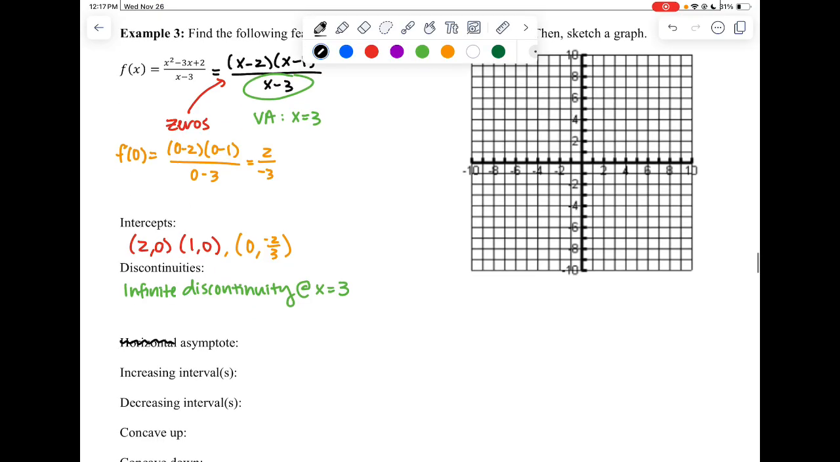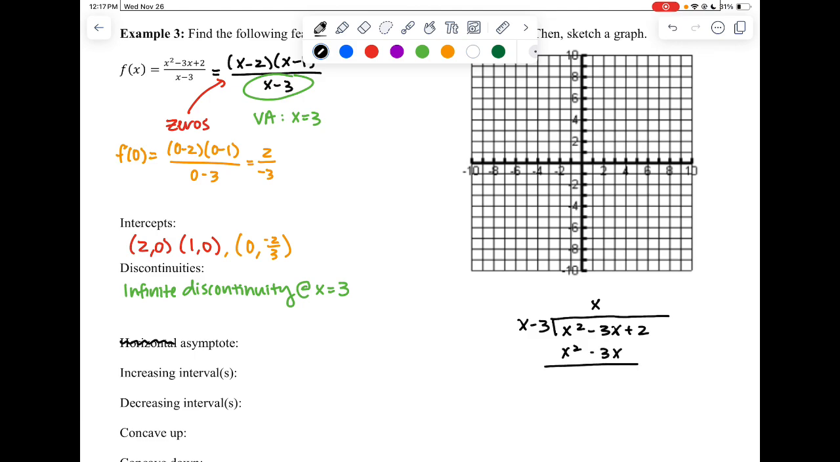So I'm going to come down below, underneath my graph. I'm going to take x minus 3, and I'm going to divide it into x squared minus 3x plus 2. Now we go through the long division process. What do I need to multiply x by to get me x squared? That's going to be x. So x times x is x squared. x times negative 3 is negative 3x.